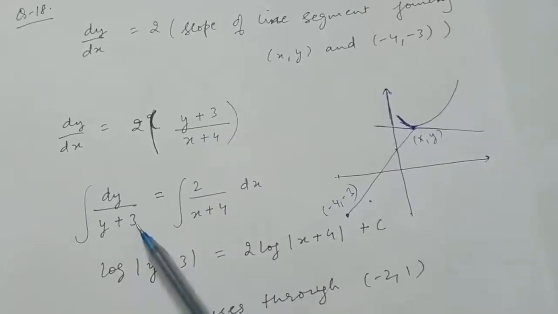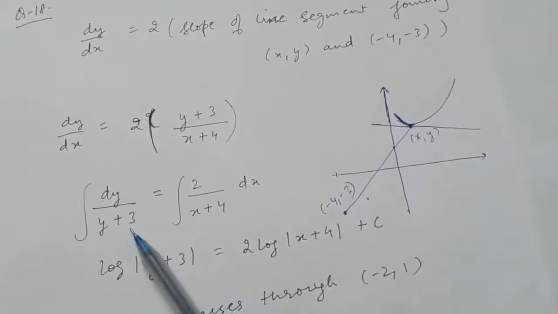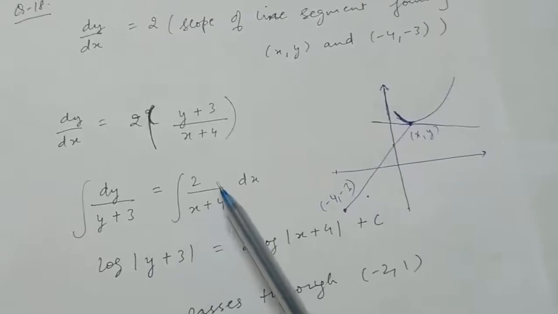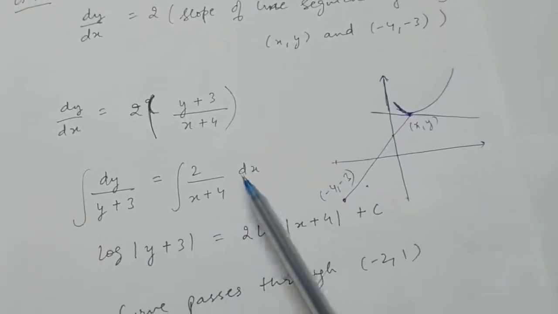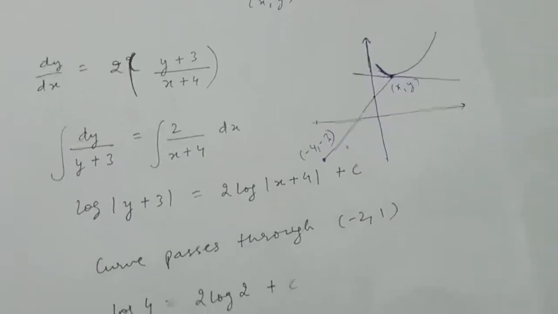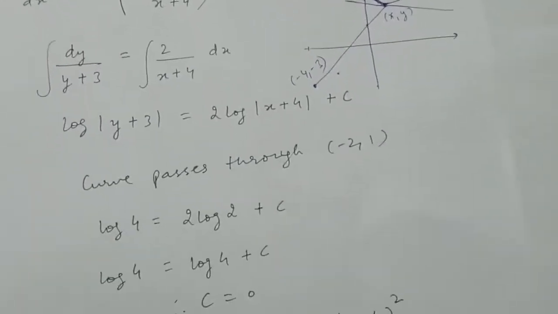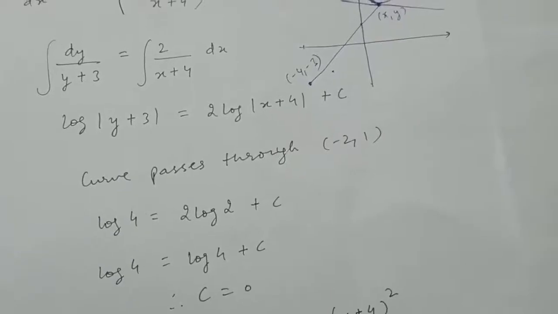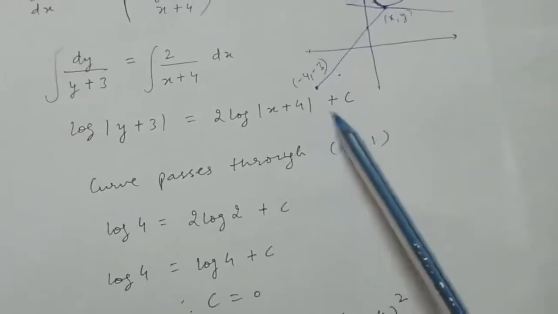Now by variable separable we can write it as dy upon y plus 3 equal to 2 upon x plus 4 into dx. Integrate both the sides. So the integral of 1 upon y plus 3 will be log mod of y plus 3, equal to twice of log mod of x plus 4 plus c.